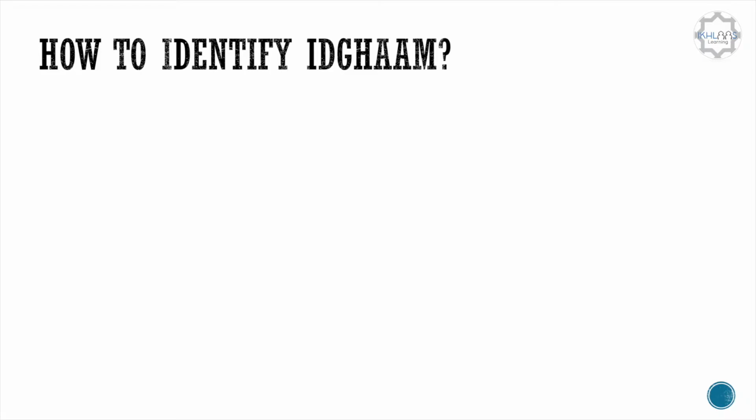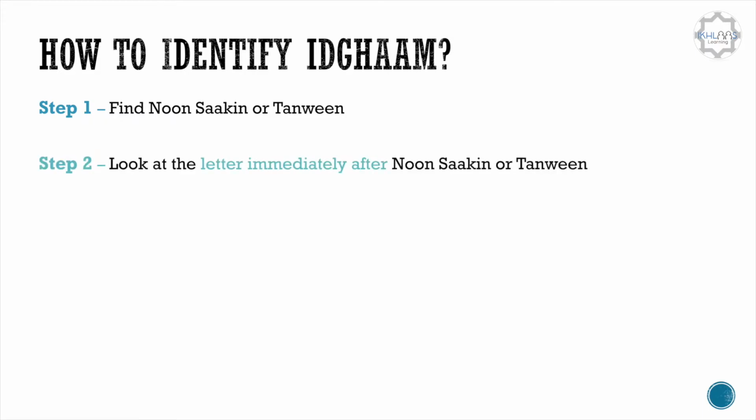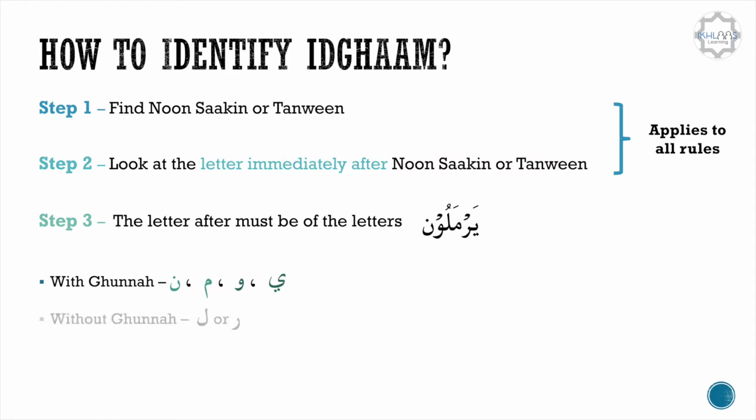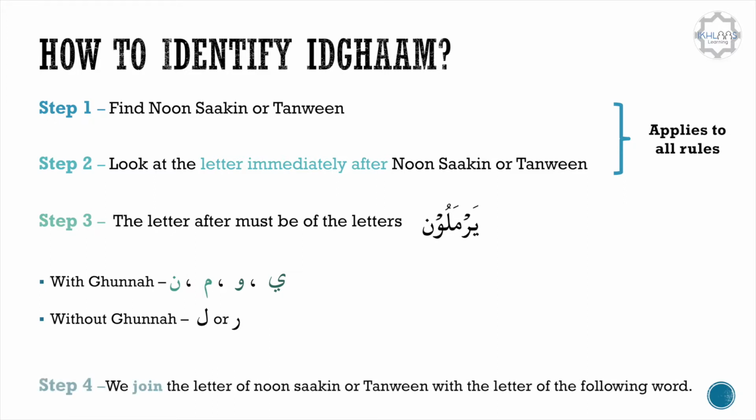So how do we identify Idghaam? Step 1. Find Noon Saakin or Tanween. Step 2. Look at the letter immediately after Noon Saakin or Tanween, and this applies to all 4 rules. Step 3. The letter after must be of the letters Yarmaloon. With GHUNNAH, Ya, Waw, Meem and Noon, and without GHUNNAH, the letters Ra or Lam. Step 4. We join the letter of Noon Saakin or Tanween with the letter of the following word.